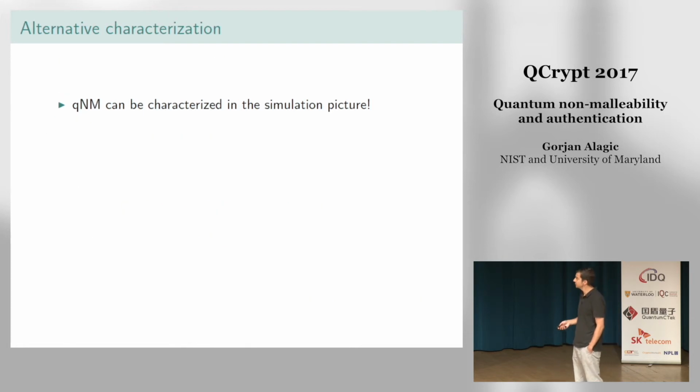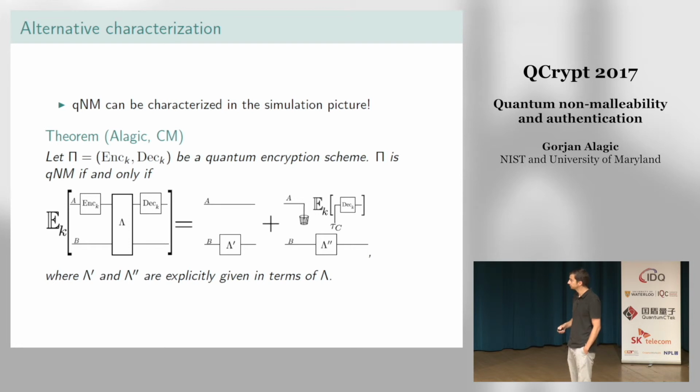Okay, so that's the definition. As it turns out, we can also characterize it using a simulation picture, which looks something like this. So again, we're going to look at this averaged effective attack on the plaintext. And now we can say that a scheme is non-malleable if this averaged map looks like the following. It looks like a sum of two things.